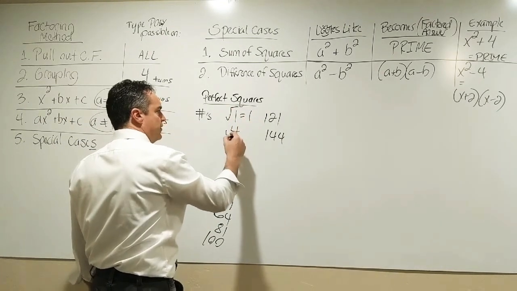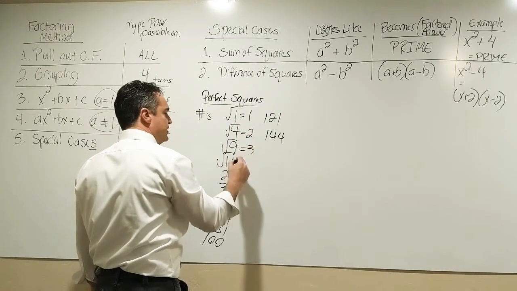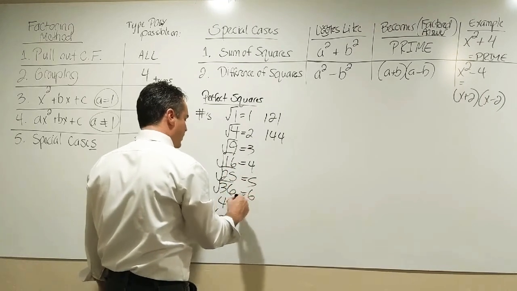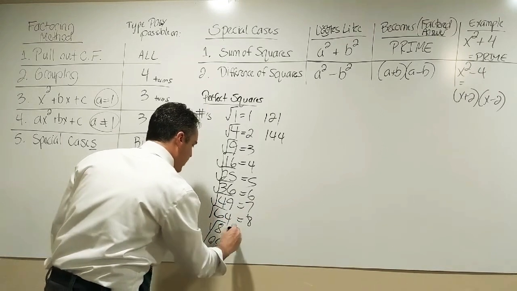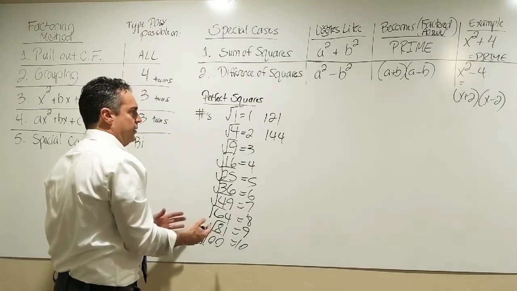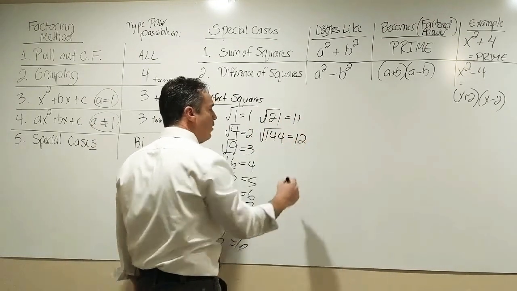1. If we take the square root of 4, it equals 2. Square root of 9, it equals 3. Square root of 16, it equals 4. Square root of 25, it equals 5. Square root of 36, it equals 6. Square root of 49, it equals 7. Square root of 64, 8. Square root of 81, 9. Square root of 100 equals 10. So you start to see the pattern here. Okay, square root of 121 equals 11. Square root of 144 equals 12.